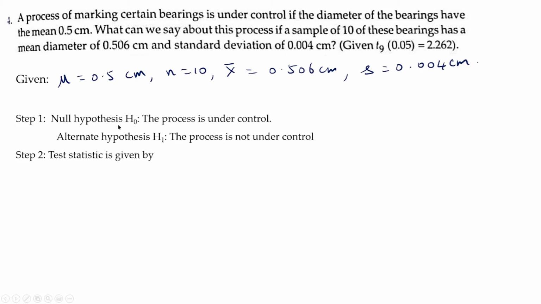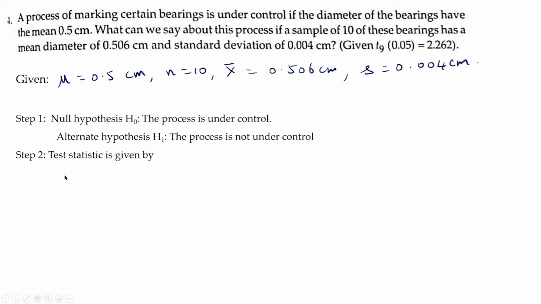So we have the null hypothesis H naught. That is, the process is under control. It means there is no significant difference between this sample mean x bar and this population mean mu. So we assume that the process is under control for null hypothesis H naught. Alternate hypothesis will be the process is not under control.